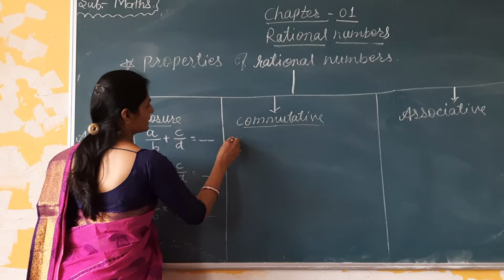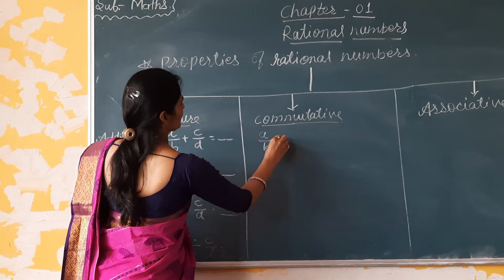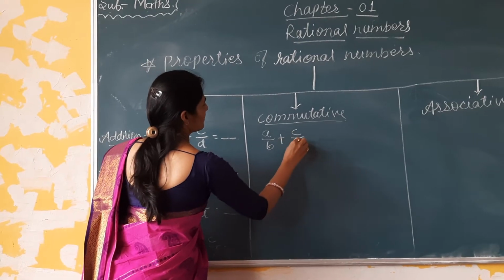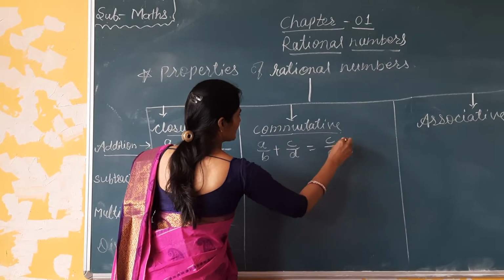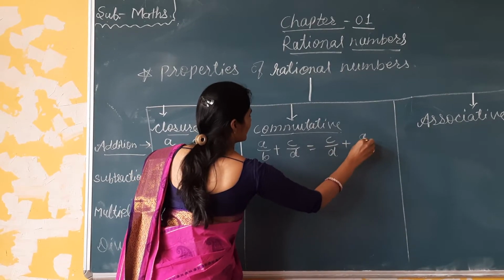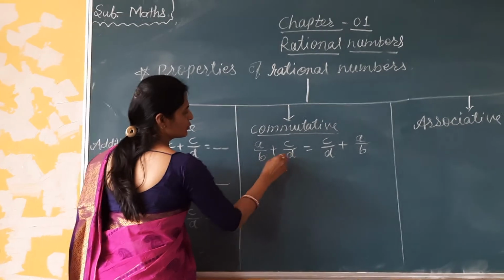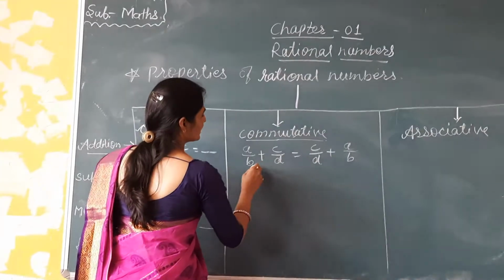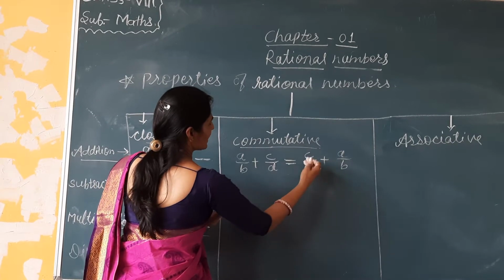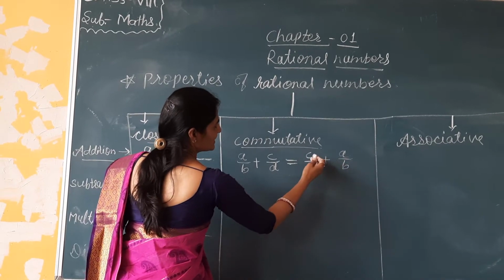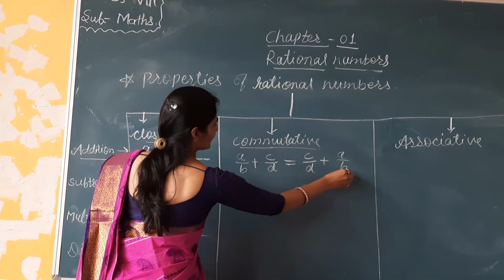In this property, suppose we have A upon B plus C upon D, then it is equal to C upon D plus A upon B. That means when we add two rational numbers, we can change the addends. You can write it like this also.